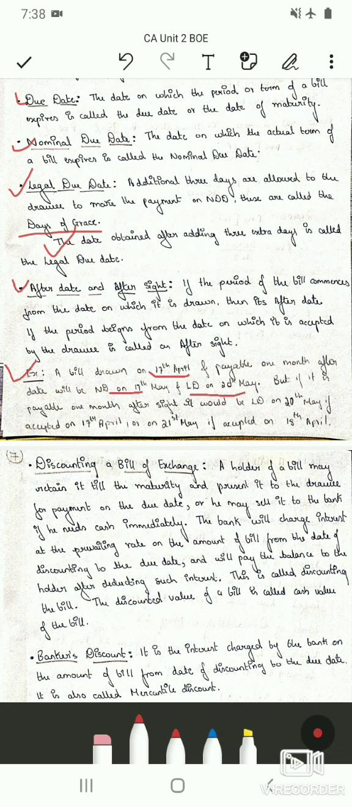But if it is payable 1 month after sight, it would be legally due on 20th May if accepted on 17th April itself, or on 21st May if accepted on 18th April. So suppose you are drawing the bill on 17th April and you are accepting on 18th April, then from 18th April you have to calculate 1 month, the nominal due date, which will be 18th May, and add 3 additional days, and 21st May will be your legally due date.